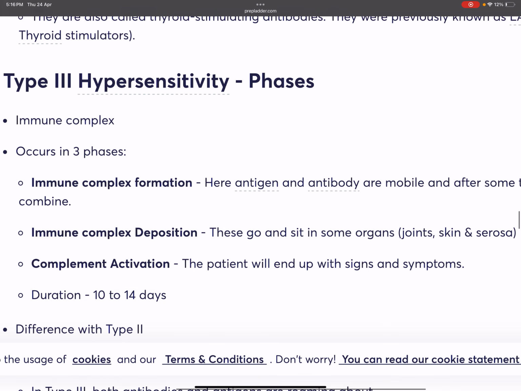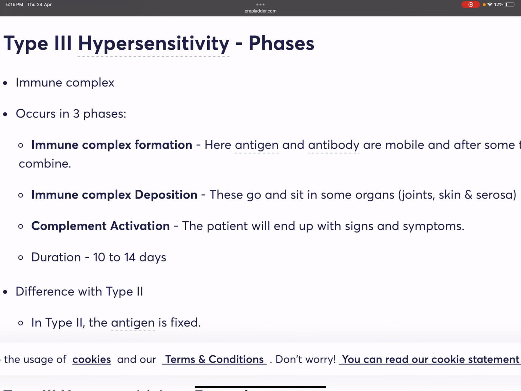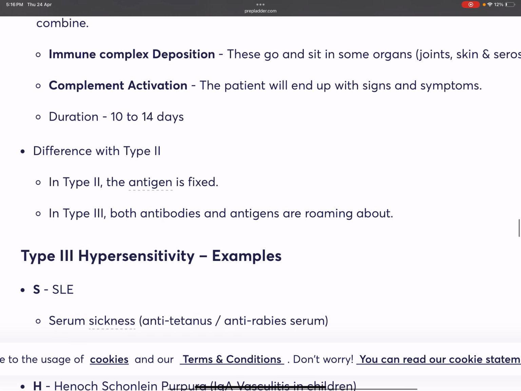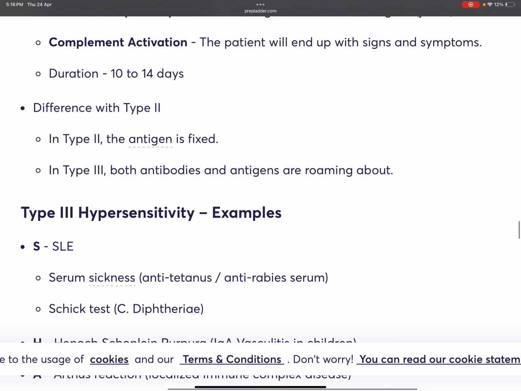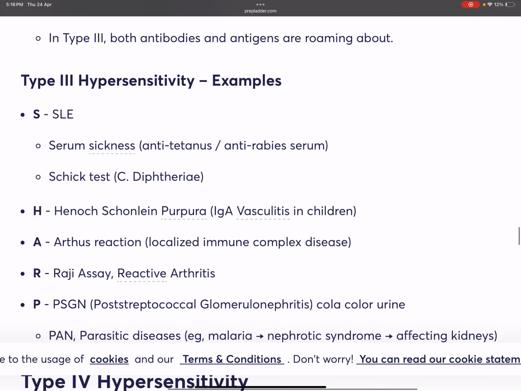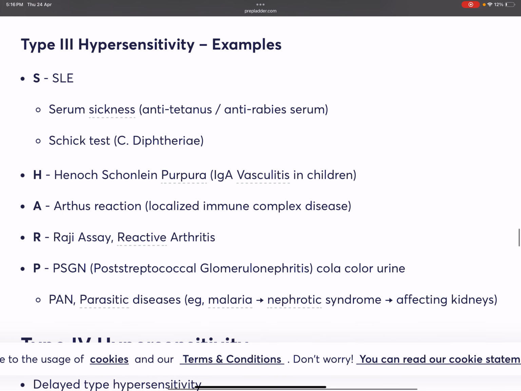Let's come to type 3 hypersensitivity, which is immune complex, and it occurs in 3 phases: formation, deposition and complement activation. You remember, right? In type 2, the antigen is fixed, and in type 3 both antibodies and antigens are roaming about. For this we have the mnemonic SHARP.